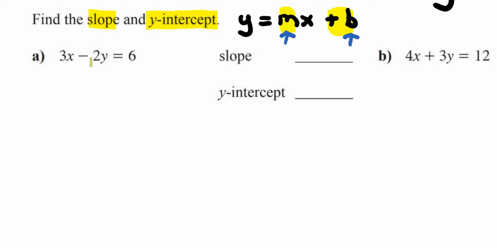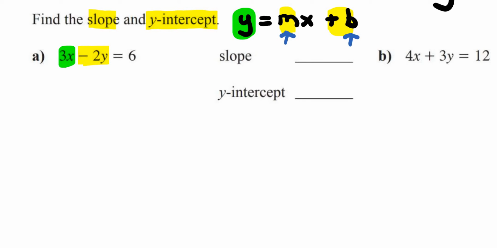And the very first thing I would do is isolate the y term here, which is negative 2y. And our goal is that we want to isolate for y. All right, once y is isolated, then we can find the slope and the y-intercept a little bit quicker. Okay, so how do I isolate for the y variable here?